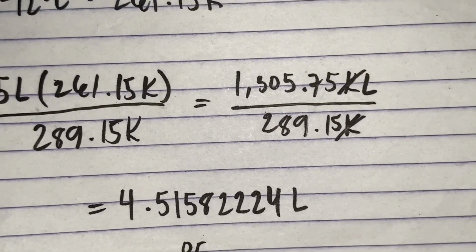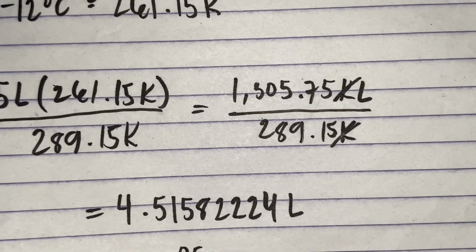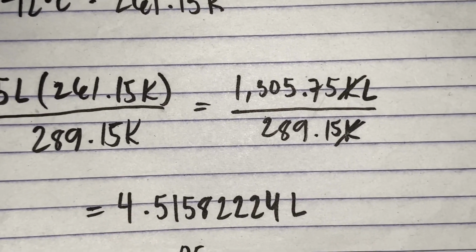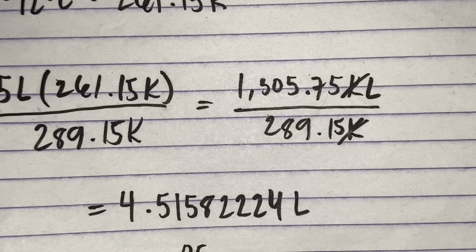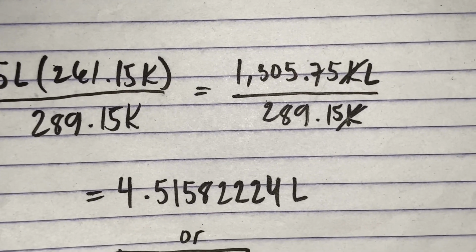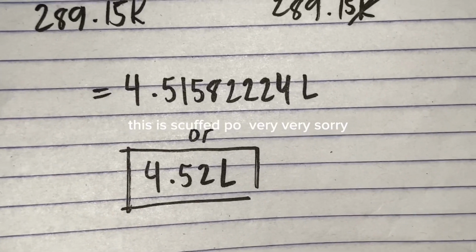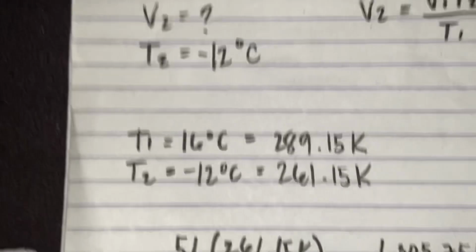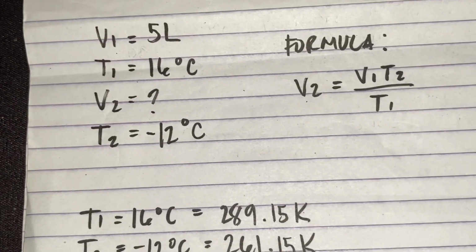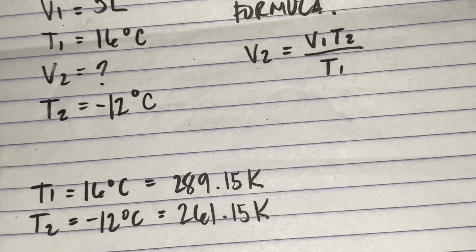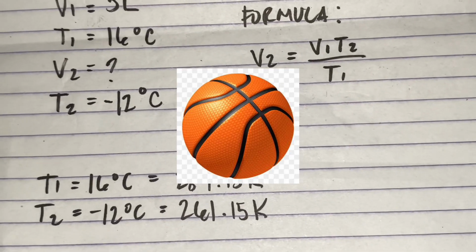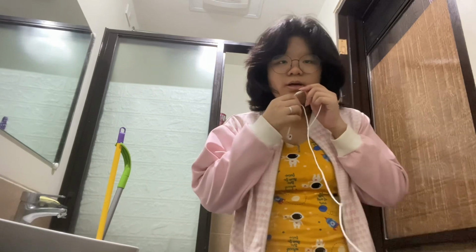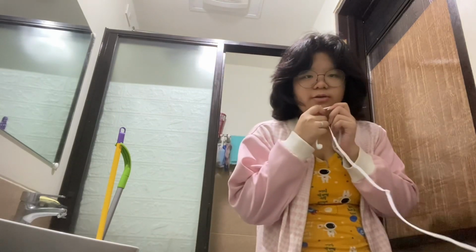So as Sir always says, wait, you're the only one watching this. As you always say, round it off to the tenth place. I did that, and we got 4.52 liters, which is V2, the volume of the basketball in Canada. And that's it. Thank you for listening, and thank you for your time.